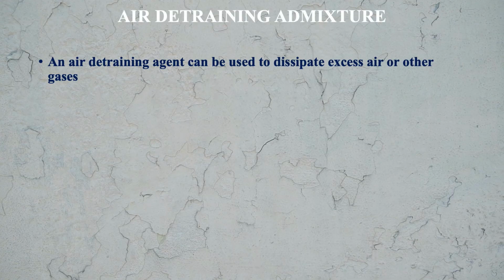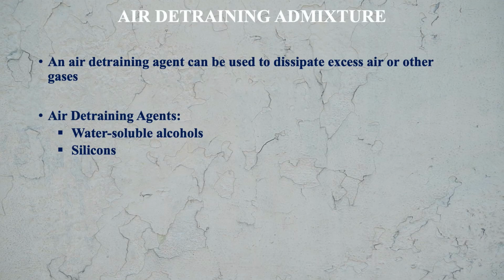An air detraining agent can be used to dissipate excess air or other gases. What are the different air detraining agents? We can use tri-N-butyl phosphate. We can use water soluble alcohols. We can use silicones. Now let us move to gas forming admixtures.